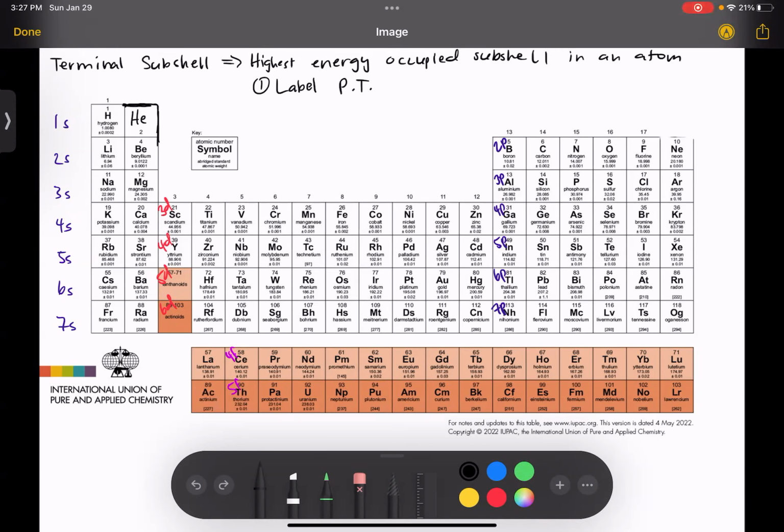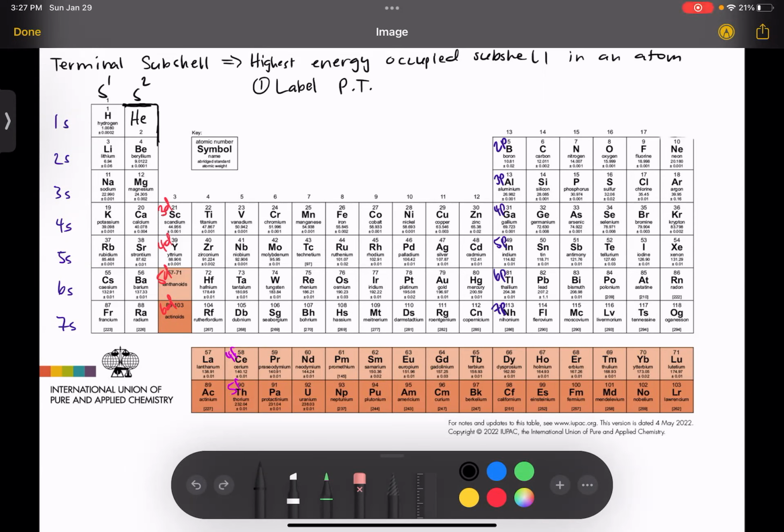Okay, I'm not done labeling yet. So I have to label at the very top now, above hydrogen. All elements in this column have a terminal subshell configuration of S1, and all elements in this column have a terminal subshell configuration of S2.